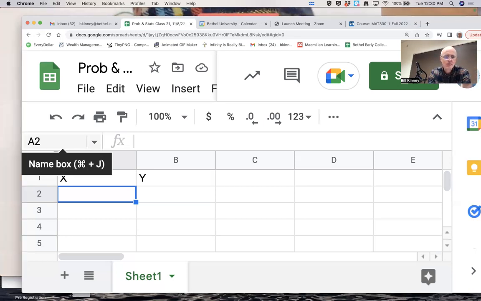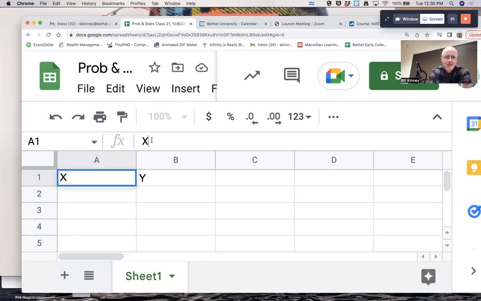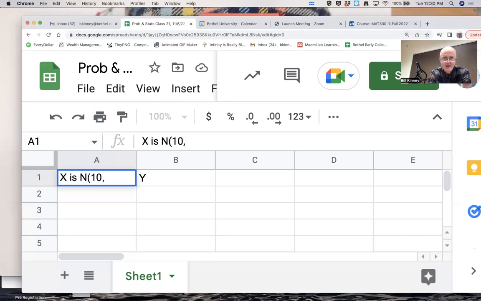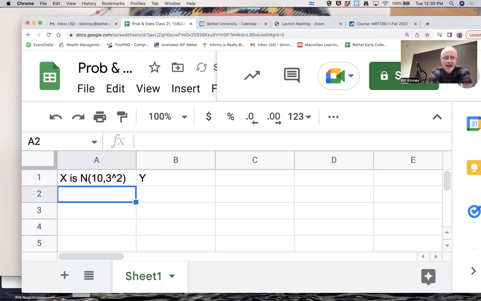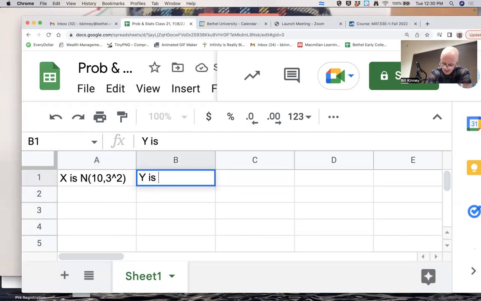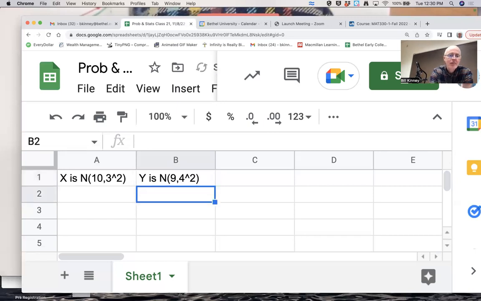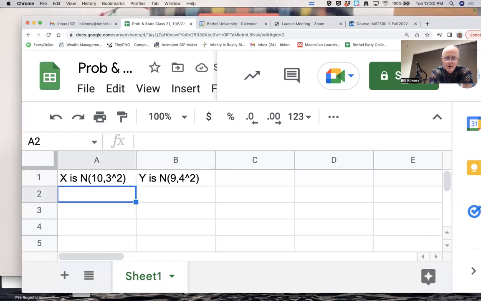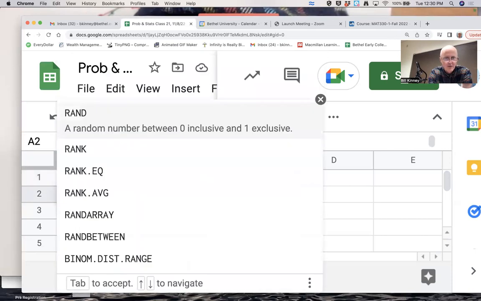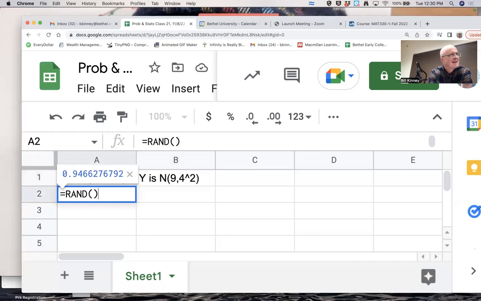Anyway, coming back to this problem. So x again was normal with a mean of 10 and a variance of 9, and y is normal with a mean of 9 and a variance of 16. How can we do simulation? What do we know so far in a spreadsheet? We know equals RAND, don't we? And we did 10 times RAND last week to do a uniform distribution on the interval from 0 to 1. How in the world could we simulate a normal distribution?